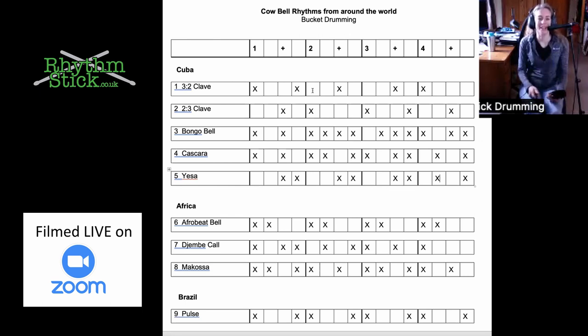Okay, we've got Yesa, which has quite an offbeat pattern. 1, 2, 3, 4. So you can see the end of the bar is different. You might expect if it was just pairs of notes, our note would be here, but we've moved it here, so there's a gap. So it's 1, 2, 3, 4.